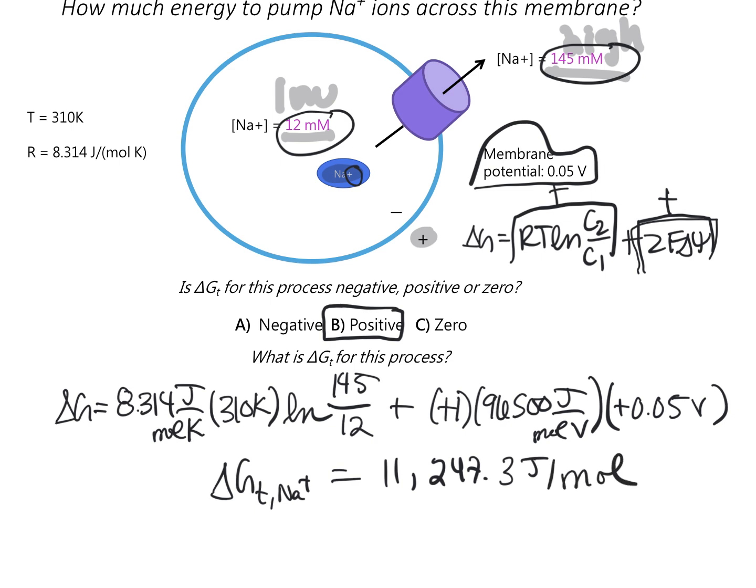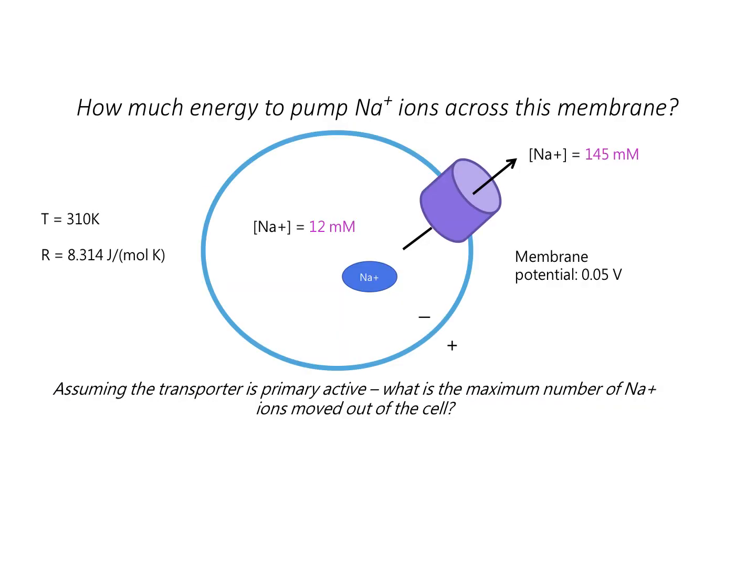Okay. Let's switch things up and make things even just a little bit trickier. So we're still moving sodium against its electrical and chemical gradient. And so the question is, if we assume that the transporter is a primary active transporter, what's the maximum number of sodium ions to move out of the cell? So if you remember, primary active means that there needs to be ATP hydrolysis coupled to this process to get it to move out. We'll need to add that in.